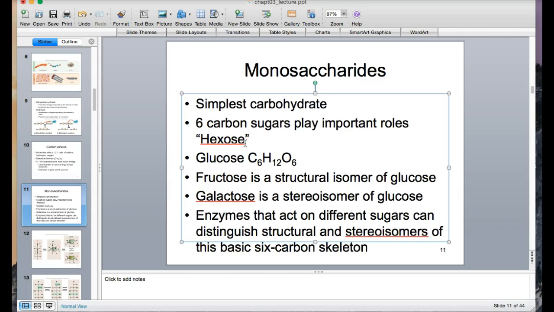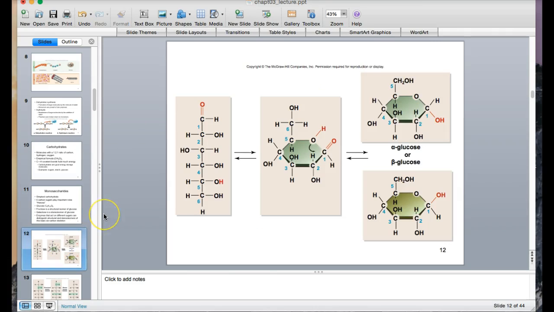And when you look at the different structural and stereoisomer structures, it's going to be enzymes that act on those different sugars and can distinguish the structural and stereoisomers of the basic 6-carbon skeleton. So here you can see the straight chain form of a 6-carbon sugar. That would be glucose. Here you can see the 6-carbon backbone, and off of there, of course, we have our functional groups. Those are hydroxyls, and then down here we have that carbonyl.